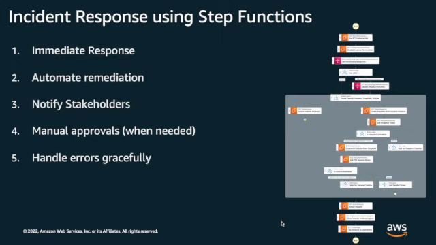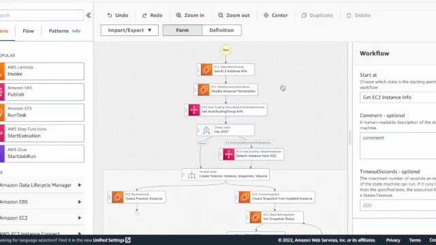So let's take a look at an example step function that's going to isolate an EC2 instance that is suspected of being compromised. So here we are in Step Functions Workflow Studio. This gives us a visual representation of our state machine. This state machine is expected to be triggered using EventBridge based on an event in GuardDuty. The instance name is passed in and the step function takes it from there.